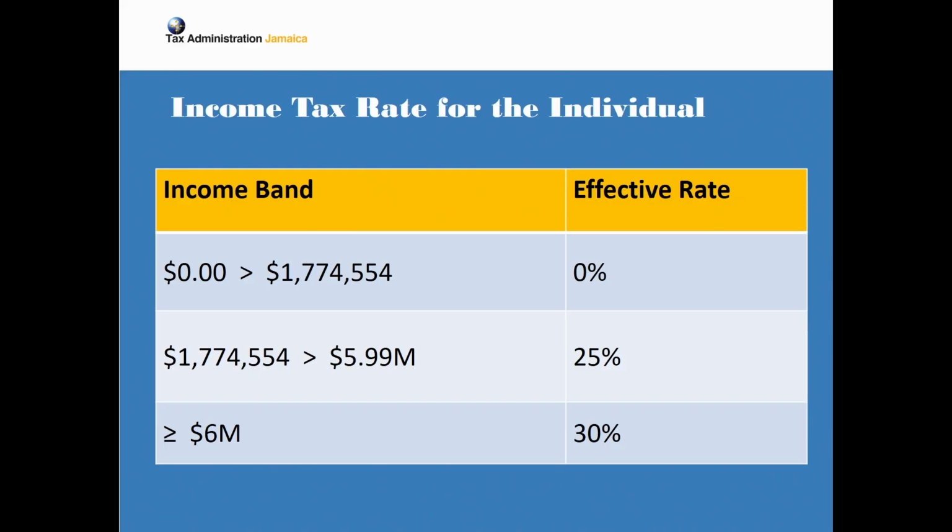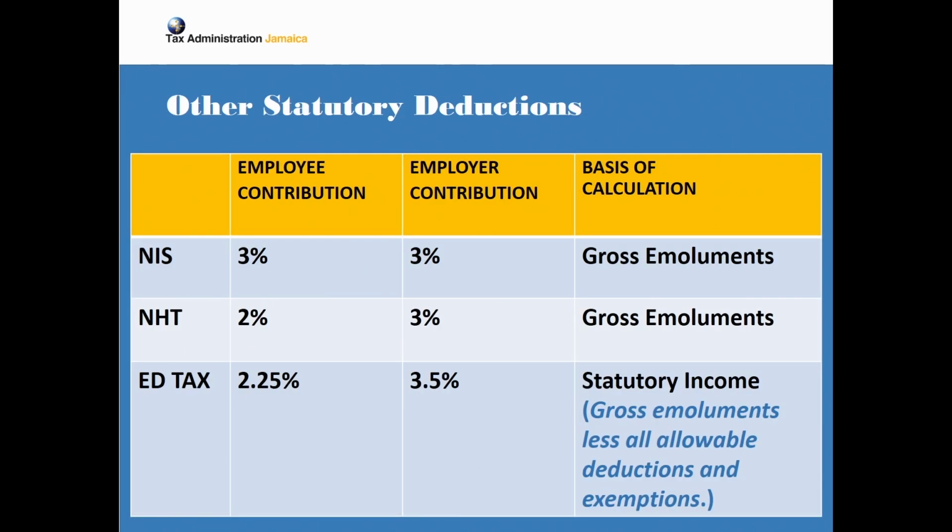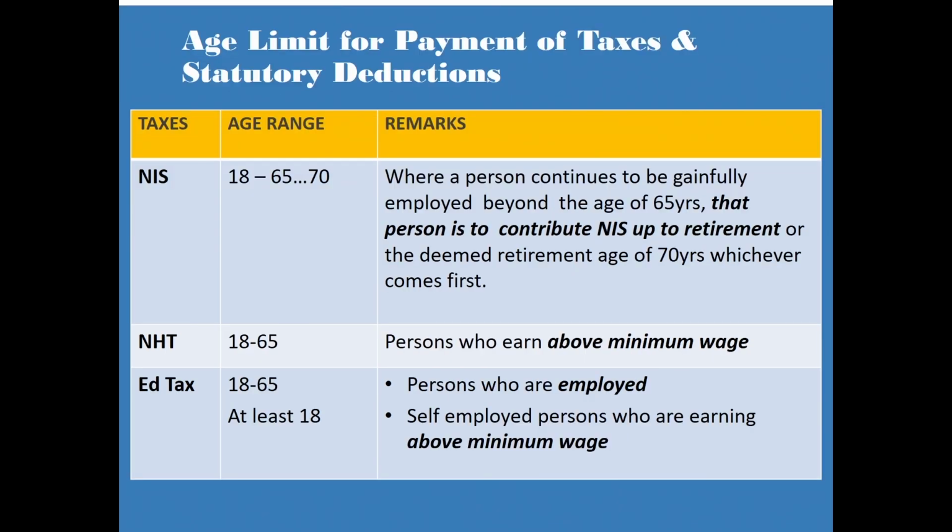And of course, the rates are there. Please take a physical picture so that you have it for your records. And these speak for themselves because you would have been doing it. The NIS, this one is the one for employees. And we take the last one, the age limit for payment of taxes and statutory deductions.